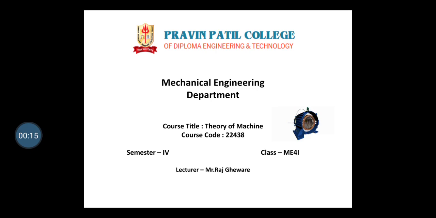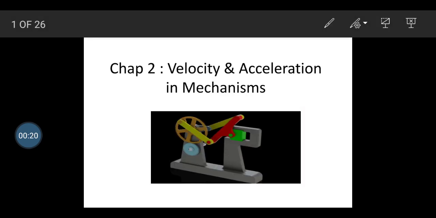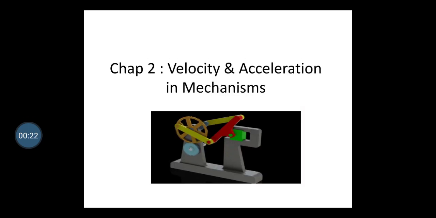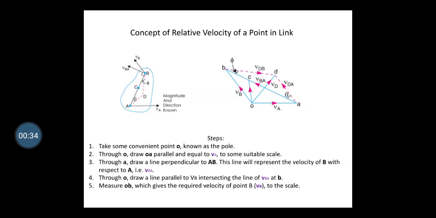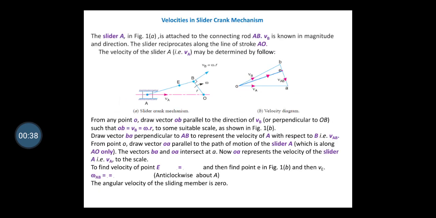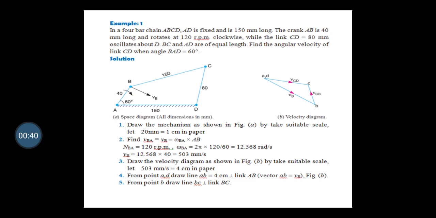We are looking at the subject Theory of Machine for SEM 4. We have started with chapter number 2, that is Velocity and Acceleration in Mechanism. So in this chapter we have seen the various methods. We have also seen the concept of relative velocity of a point in a link. So we were solving the first problem in order to determine the angular velocity of link CD.